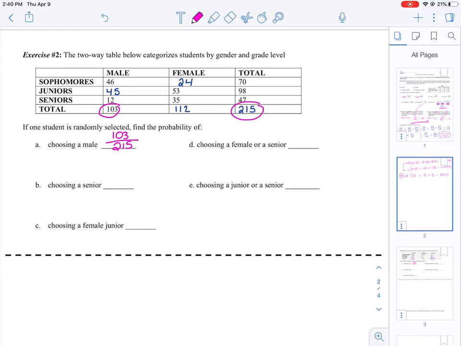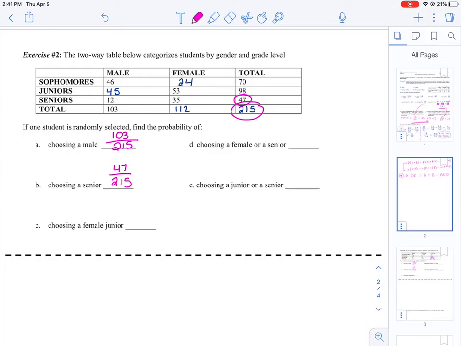Again, you could leave them as a fraction. If you make them a decimal, they just might not be a nice decimal, so we could leave them as fractions. So if I'm looking for choosing a senior, I'm going to look at my column of seniors. And for seniors, my total is 47 over that 215.